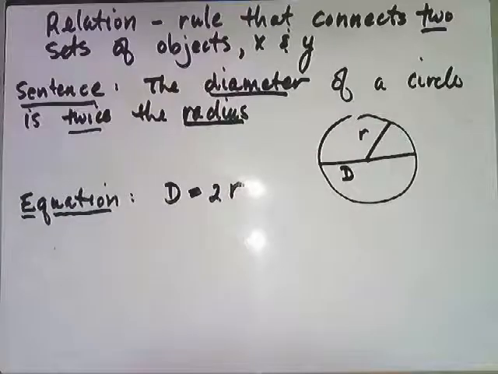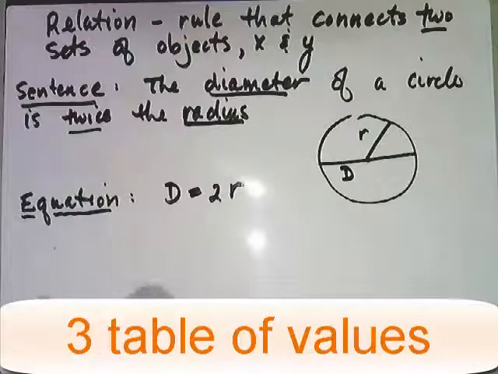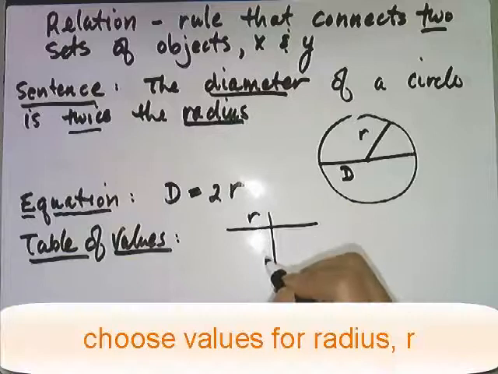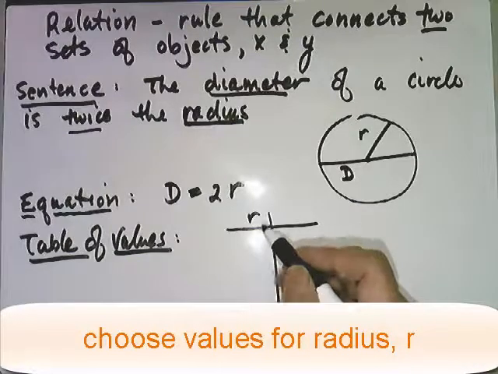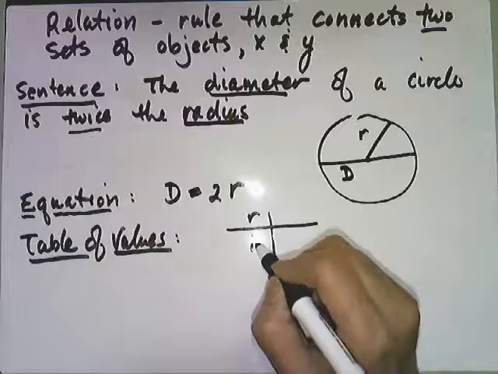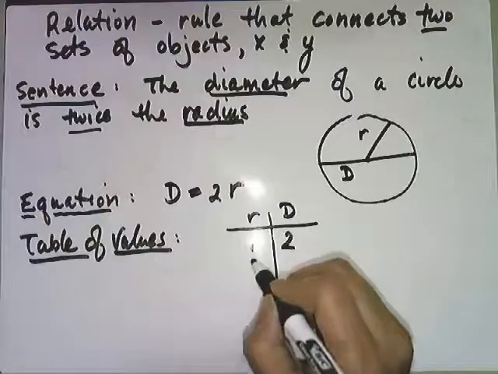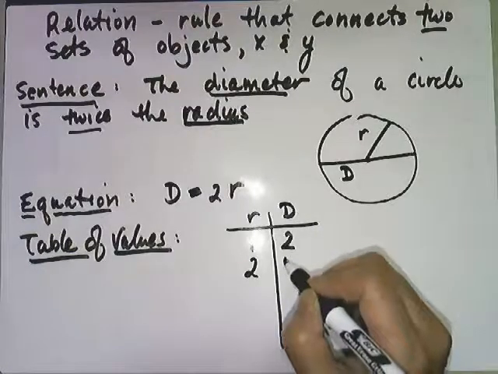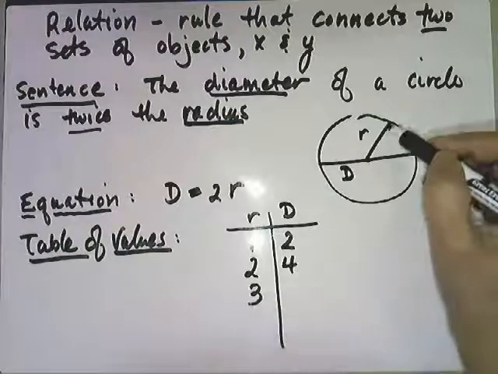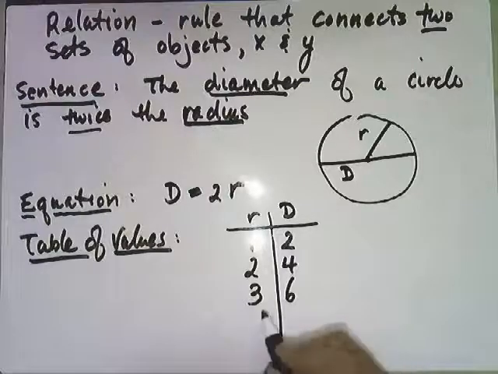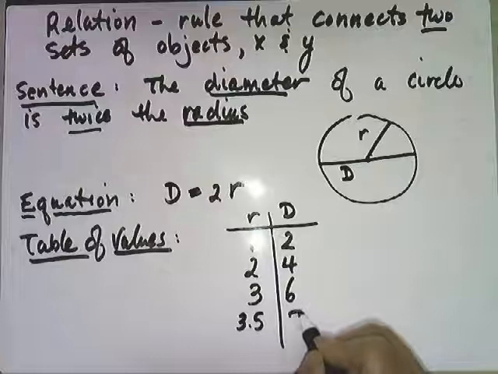Now we're going to choose some values for R, calculate some values for D. So we do that and we tabulate the results in a table of values. Do we get to choose R? We say that R is the independent variable. So we start with R, we choose it, and I'm going to choose just the positive numbers. So I'm going to start with 1. 2 times 1 is 2, gives me the diameter D, which is 2. If R is 2, 2 times 2 gives me 4. If the radius is 3, then 2 times 3 is 6. And I'm not restricted to just whole numbers. I could choose 3.5, and then the diameter would be 7.